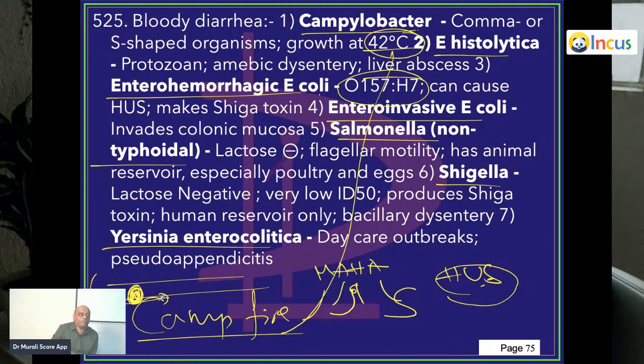What is the hallmark of microangiopathic hemolytic anemia when you look in peripheral smear? Broken RBCs. What are they called? Schistocytes are the hallmark. So typically, enterohemorrhagic E. coli leads to Shiga toxin production, and hemolytic uremic syndrome is what you need to emphatically remember for tomorrow's exam.